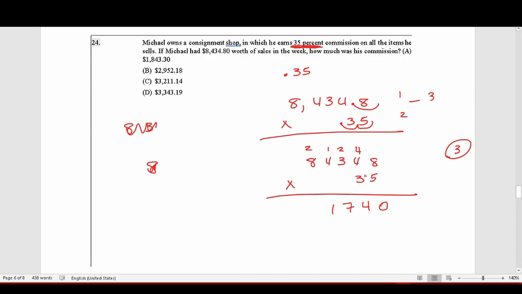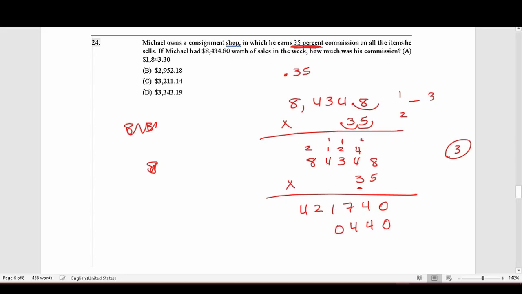Carry the 2. 5 times 4 is 8 times 5 is 40, plus 2 is 42. Since we're starting this 3, let's add a 0 down. 8 times 3 is 24. We're going to carry the 2. 4 times 3 is 12, plus 2 is 14. Carry the 1. 3 times 3 is 9, plus 1 is 10.